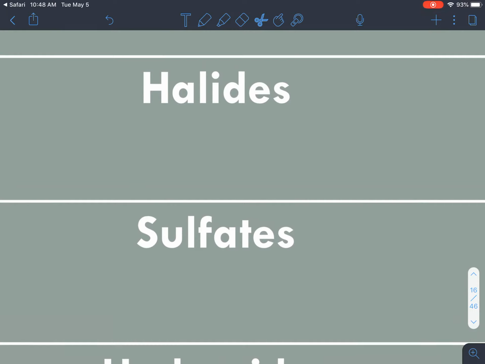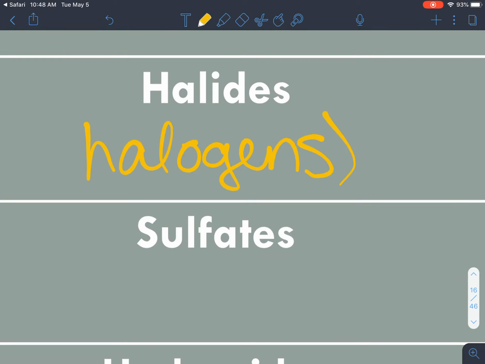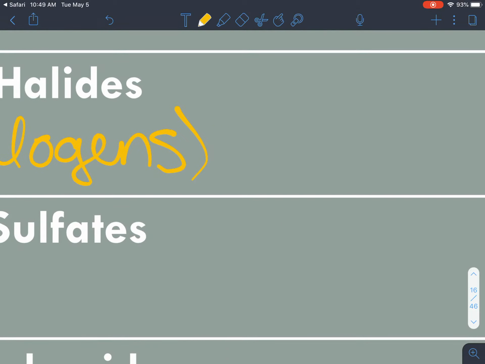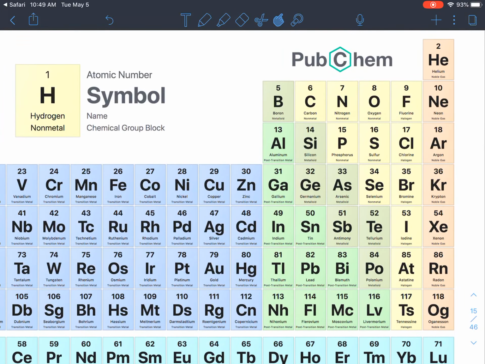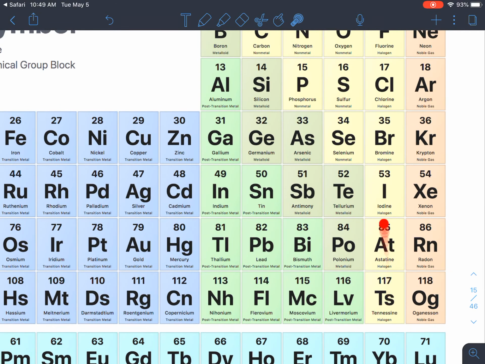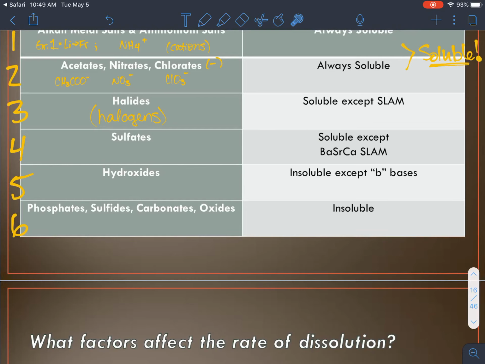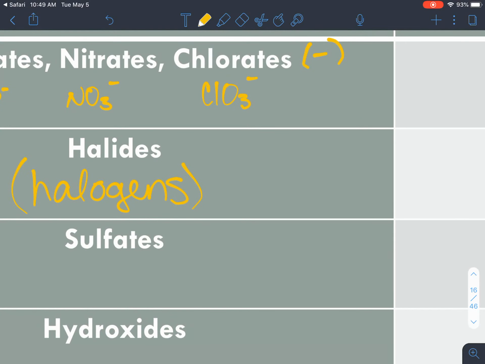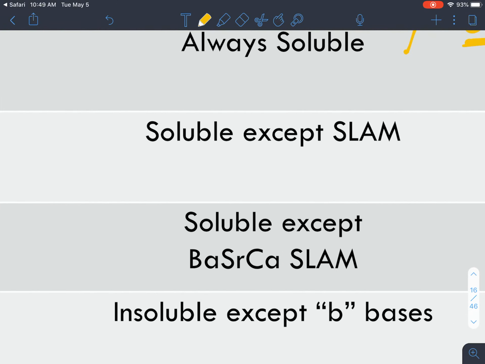Halides is another word for halogens, and if you remember on your periodic table, your halogens are group 17, or like 7A, elements. These are your halogens. They're the ones with 7 valence electrons. If you guys want, you should write group 7/17 in there. If you have a halogen, they are soluble except SLAM.